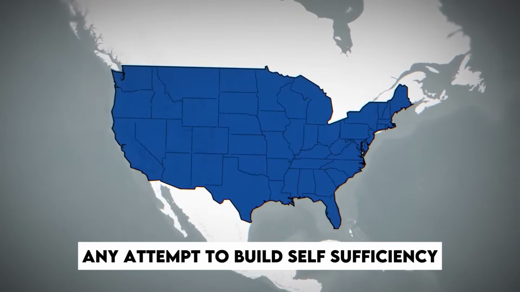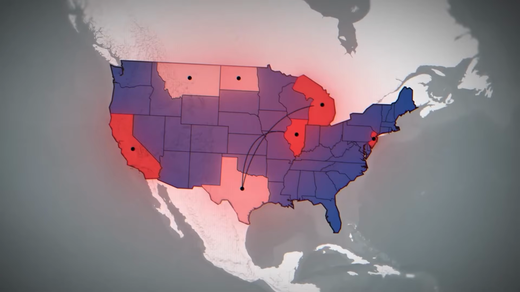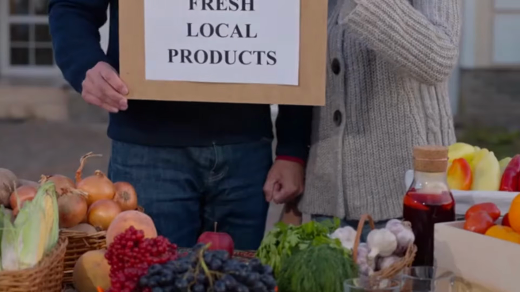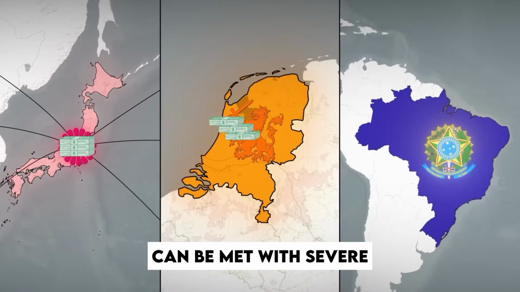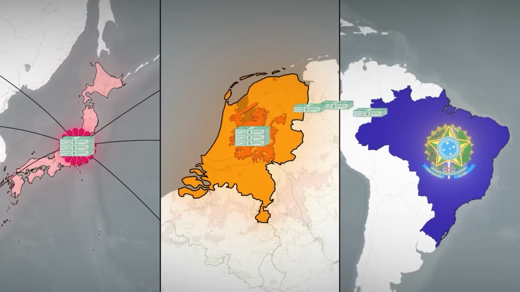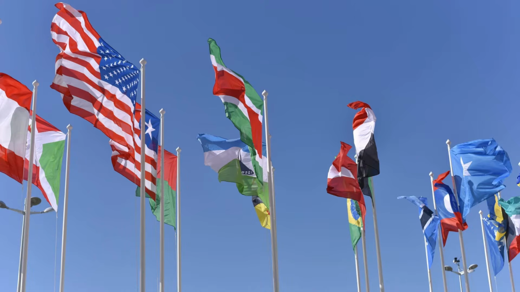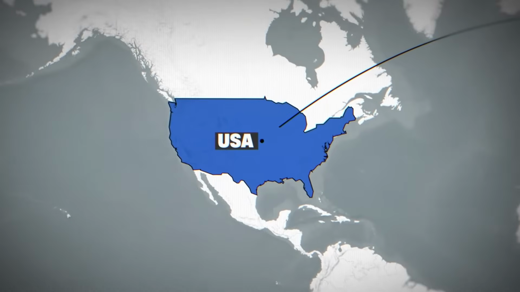Any attempt to build self-sufficiency, for instance, by prioritizing local food production over cash crops for export, can be met with severe economic or political pressure from global powers.